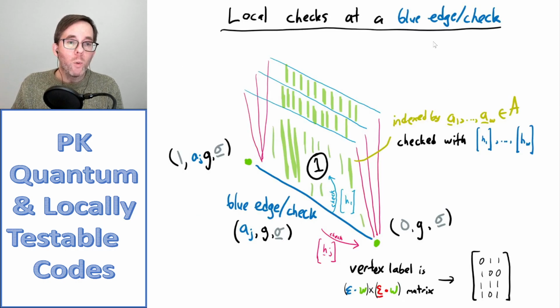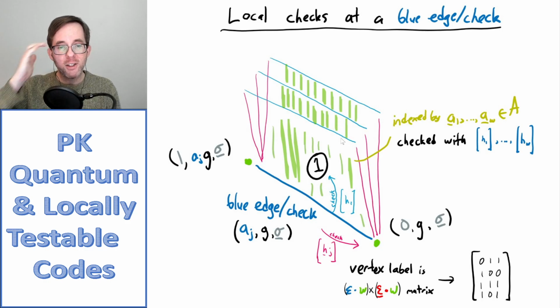So just to zoom in on this one more time to look at the local checks, here is maybe one blue edge or one blue check in their construction, which is an object labeled by a blue generator and then a group element G and then a bit sigma underline. And it's incident to a bunch of squares, like the pages in the book in Nonesuch et al.'s language. These squares are indexed by the generators that you would plug into the right-hand side to get the different square names down here. And the kth one is checked by the kth blue vector, h sub k. That's how this blue edge checks all of these squares.